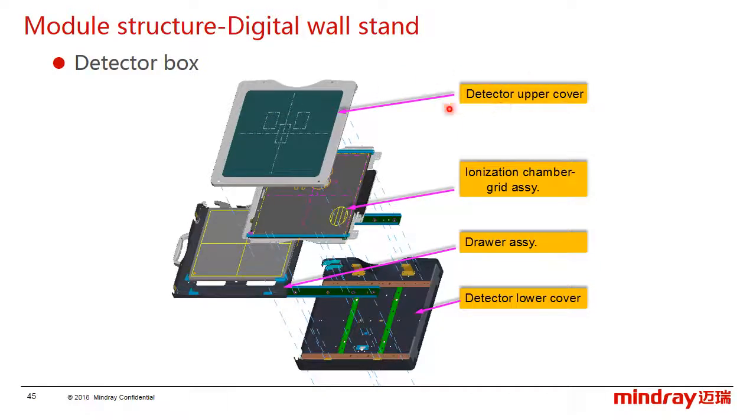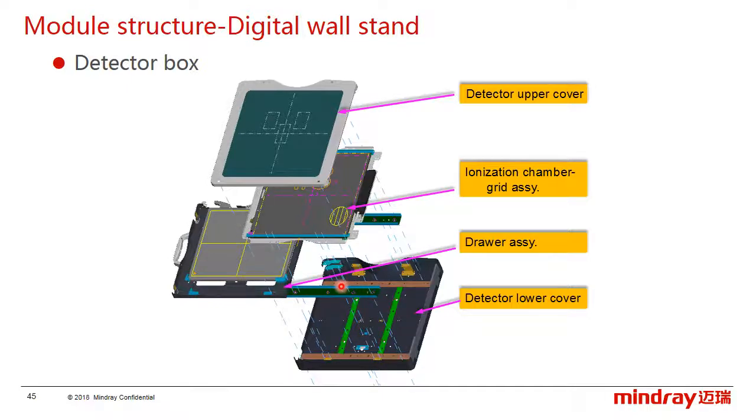On the above is the detector upper cover, which provides the silk screen to indicate the detector center and the position of the ionization chamber. Under the upper cover is the ionization chamber grid assembly, which is used to install the ionization chamber in the grid. Further is the drawer assembly, used to place the detector.